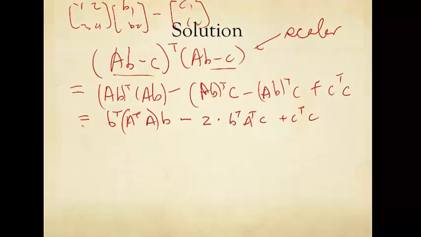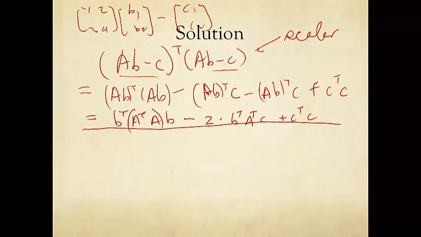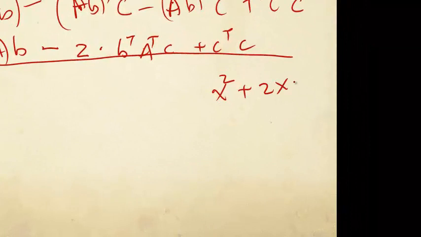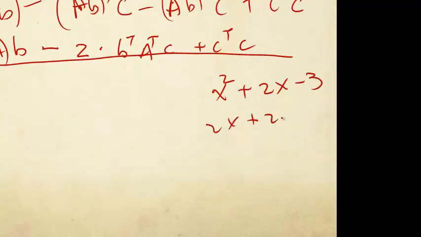Now, if we want to minimize this expression over the variable, which is B, for a given A matrix and C vector, you can just take the derivative of this with respect to B. Just like taking the derivative with respect to, say, x of a quadratic scalar function, let's say x squared plus 2x minus 3. We take the derivative, we get 2x plus 2. Right. Here we can take the derivative with respect to B, and we get the following.